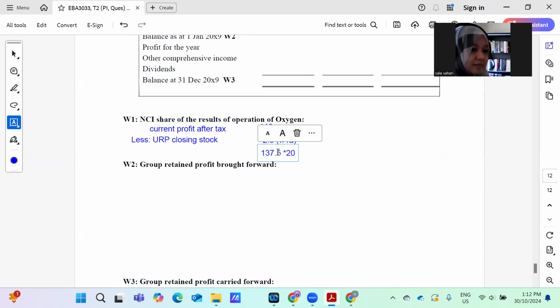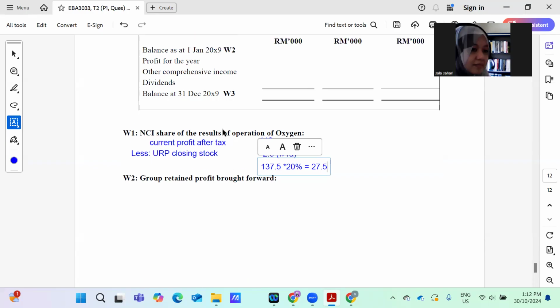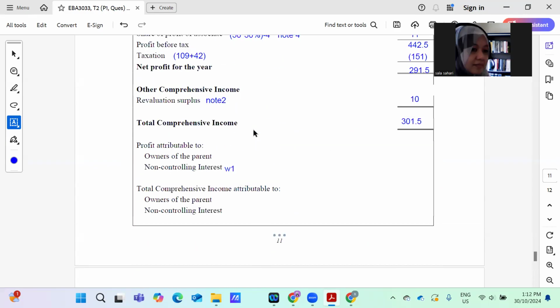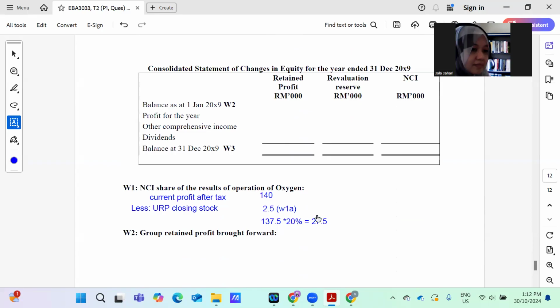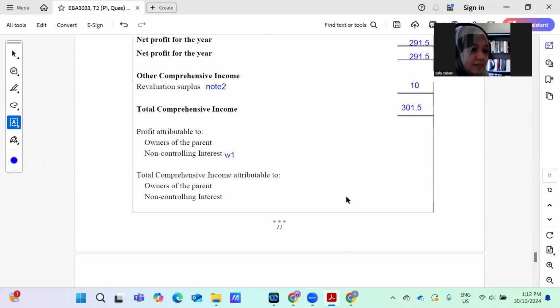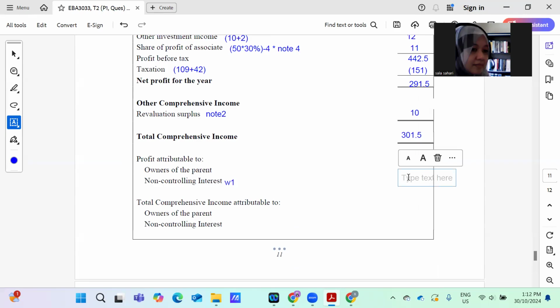20%. NCI, because ownership is 80%, so the balance is 20%. So it should be 27.5. So this is what we call NCI share of operation of oxygen, which is our subsidiary. So the NCI here, how much is the figure we get just now? 27.5 over here. So I put here 27.5. So profit attributable.